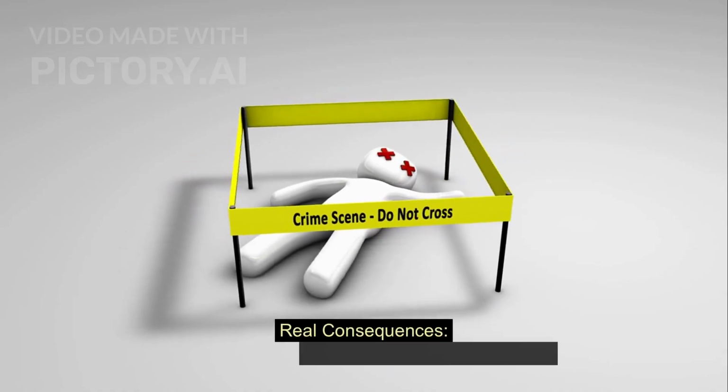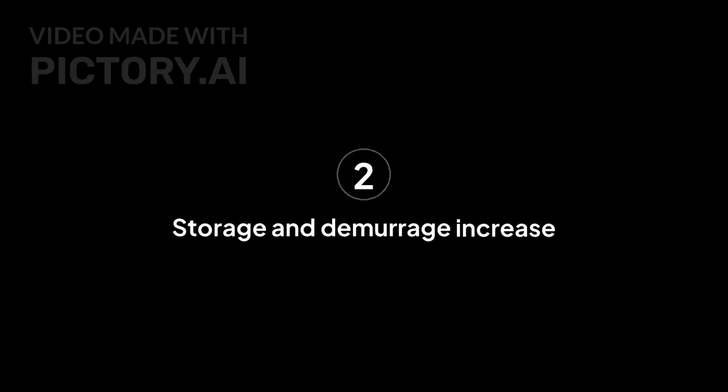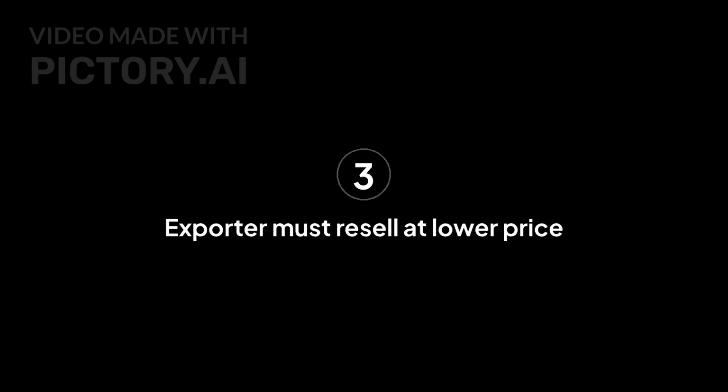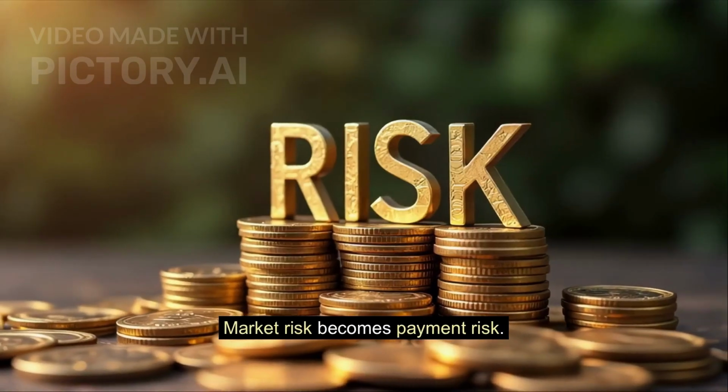Real consequences. If Harborview refuses payment, goods remain at port. Storage and demurrage increase. The exporter must resell at a lower price or re-export the goods. Market risk becomes payment risk.